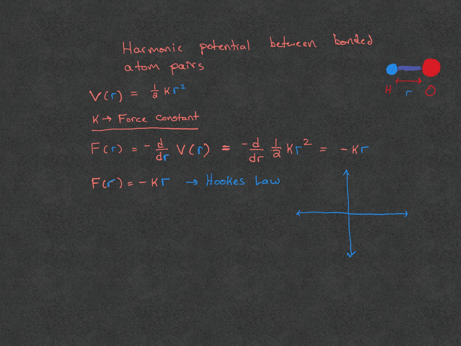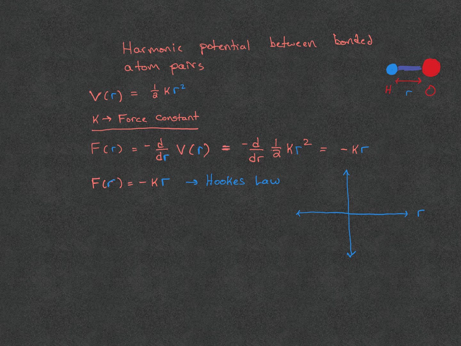In this case, R has a slightly different interpretation. R is really the separation between H and O relative to the equilibrium separation. And the equilibrium separation is typically some relatively small positive value. But what we've basically done is we sort of shifted our coordinate system to the left by the equilibrium separation.